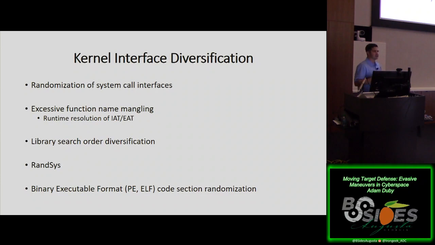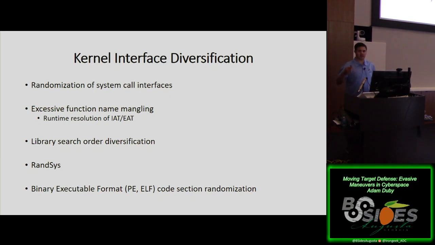So kernel interface diversification then became a new topic of research. Let's randomize system call interfaces. Let's do some excessive function name mangling and then resolve them at runtime to try and defeat DLL injection or DLL hijacking. Library search order diversification, and then there's this tool called RandSys. RandSys was a theoretical tool developed in conjunction with a research project from George Mason, Microsoft, and Purdue.